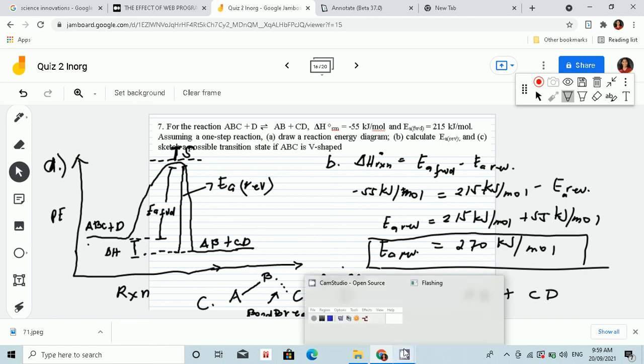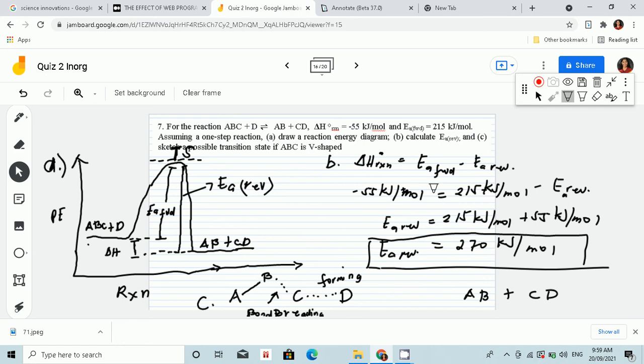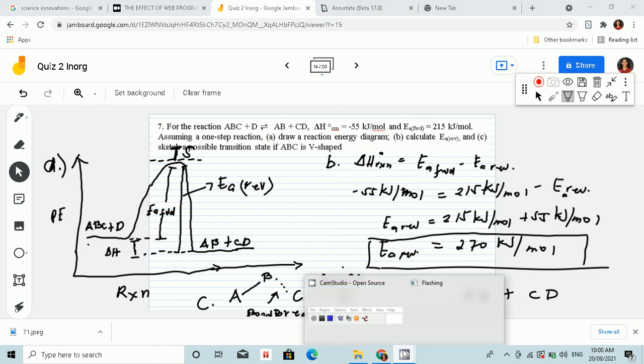So that's it. This is letter A, letter B, and letter C. If your answer has no labels like bond breaking and bond forming here, it's okay. As long as you show this one, it's correct. And of course, it's V-shaped because it says here it's V-shaped. Okay, so that's it.